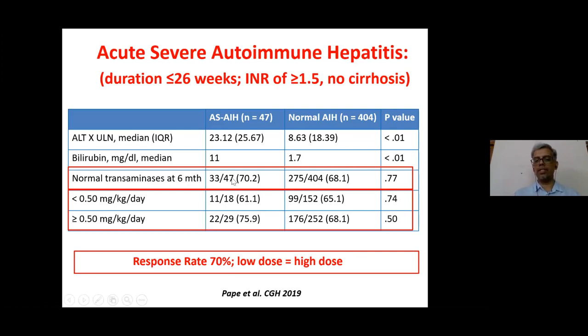Well, the data would suggest 70% of your patients who have acute severe autoimmune hepatitis may have normal transaminases at the end of 6 months. An important question also comes in: what doses do I use? What this study showed us is that use of smaller doses, that is less than 0.5, may also work well in patients with acute severe autoimmune hepatitis.